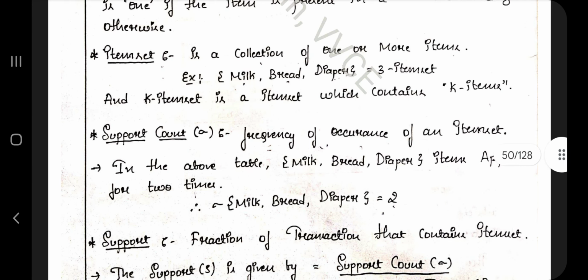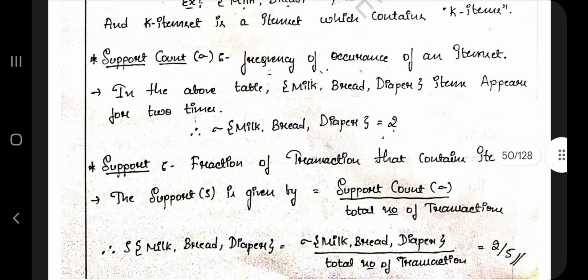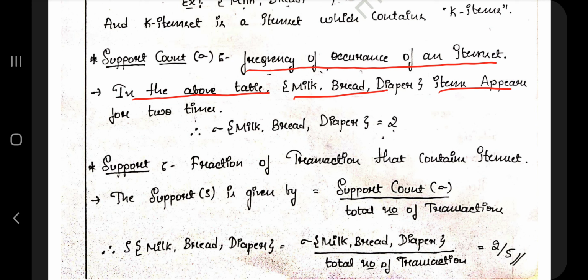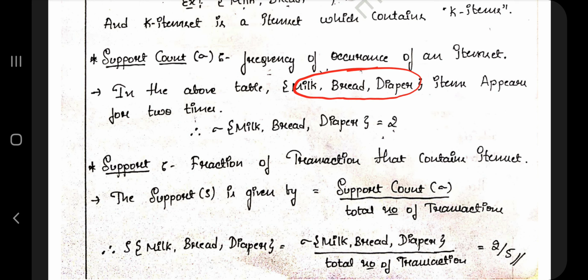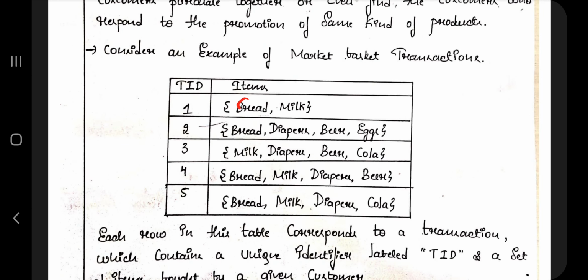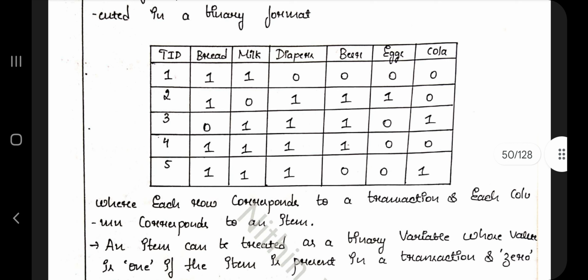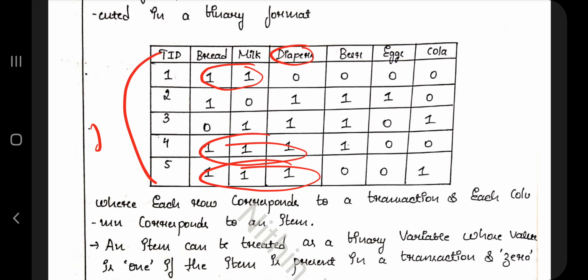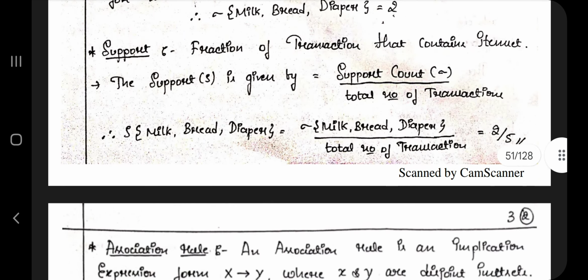What is an item set? This is the item set, and it is a 3-item set because 3 items are there. And what is support count? The frequency of occurrence of an item set. In the above table, the items milk, diaper and beer appear 2 times. Support count means how many times these 3 appear in the different item sets. It's better to see the binary representation: bread, milk and diaper, 1 1 1, we find it here and here. Among the 5 we find it 2 times, so the support count is 2.